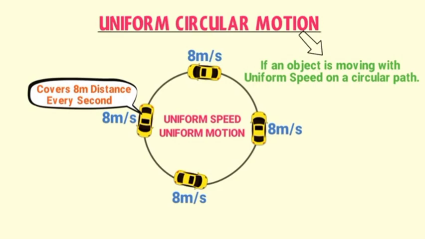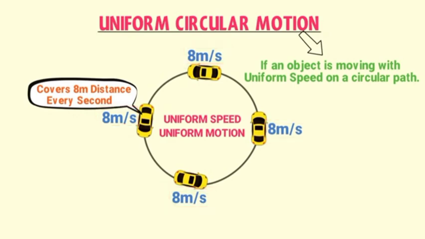Such type of motion of an object is known as a uniform circular motion. If I ask you, describe the velocity of this car moving on a circular track, can you describe it? Well, we know that the speed of this car, or the magnitude of velocity of this car, is 8 meters per second. What about the direction of this car?